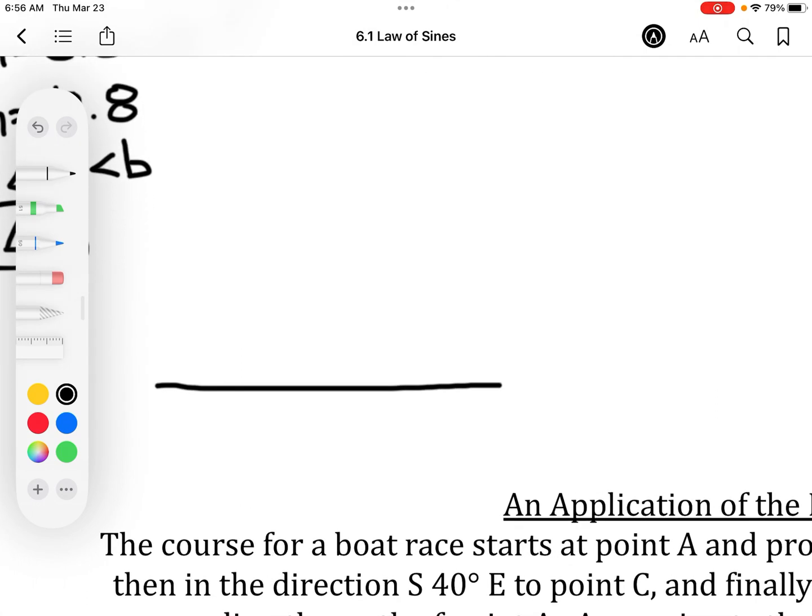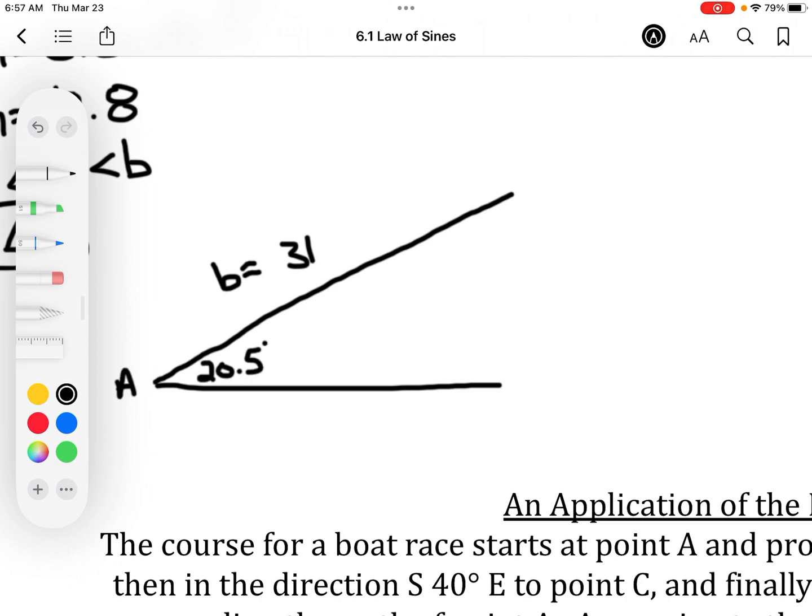this. So we've got a 20.5 angle. We've got a 31 for our B. That's a long side, so I'm going to just show that. And then I'm going to have to extend this because our first one goes this way. So A is 12. We don't know angle B. We don't know angle C. And we don't know side length C. So the first triangle will look like this. It's that outer one.